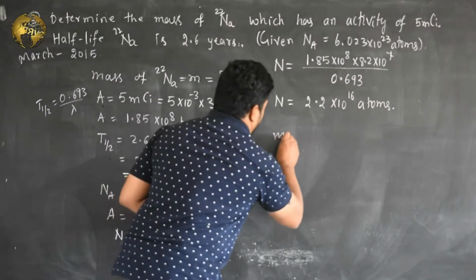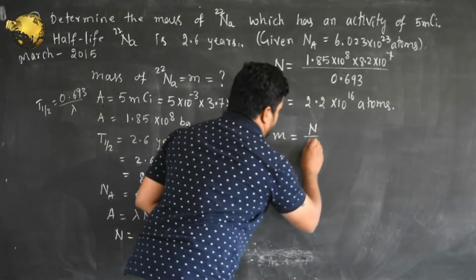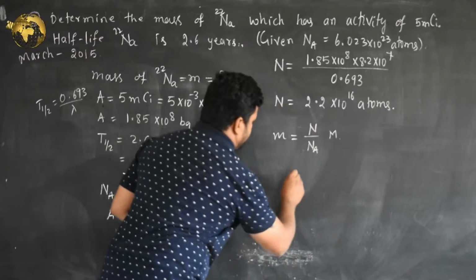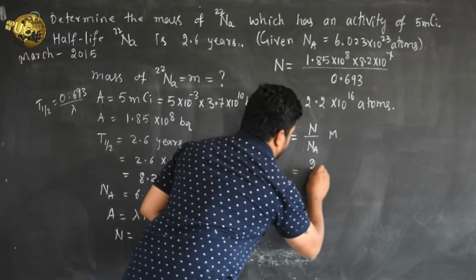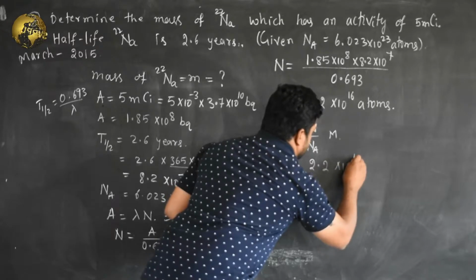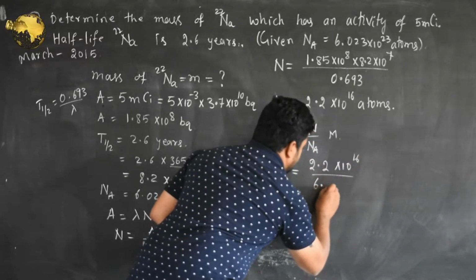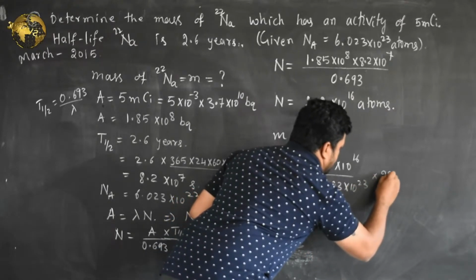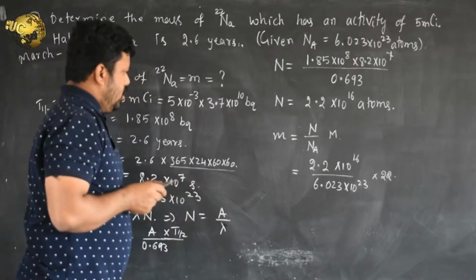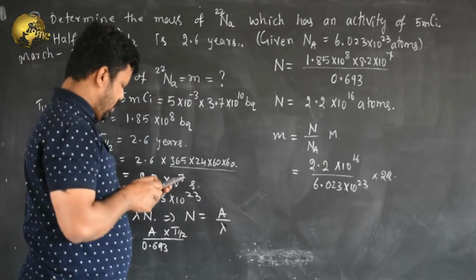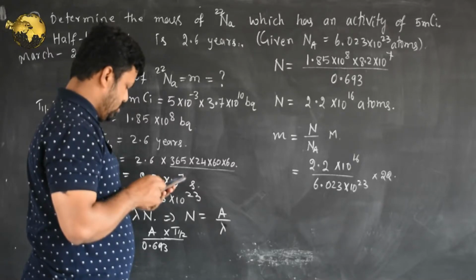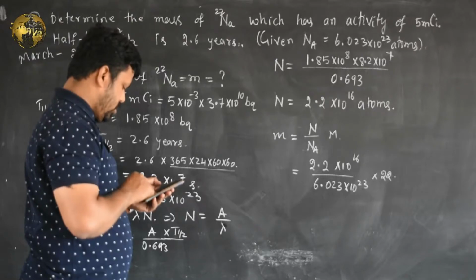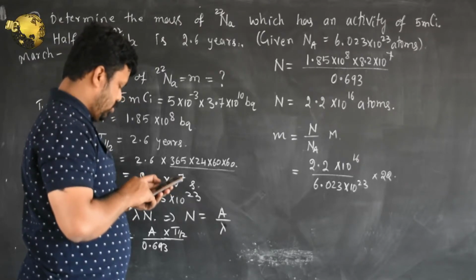M is equal to N, that is number of atoms, we have just calculated, divided by Avogadro number, times molecular weight. This is 2.2 into 10 to the power 16 divided by 6.023 into 10 to the power 23, times 22. And solving this, we get 2.2 into 22 divided by 6.023.